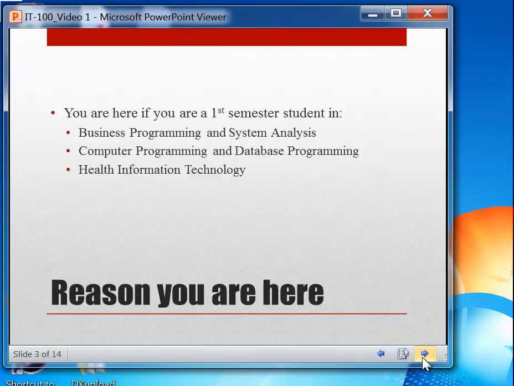The reasons you're here shouldn't be a very hard thing to know. For the most part, you should be here if you are a first semester student in any of the following programs: Business Programming Systems Analysis, which is BPA, Computer Programming and Database Programming, which is CPDM, or Health Information Technology, which is HIT. If you're not in one of those programs, you might want to contact your instructor or me to discuss this to make sure you're in the right program and in the right course.